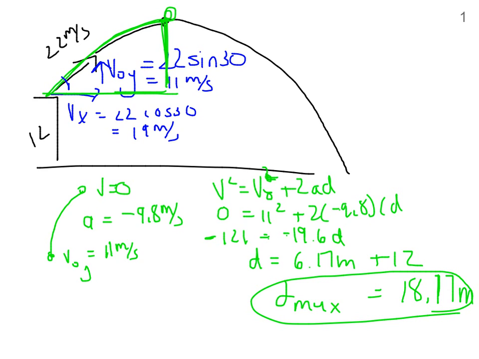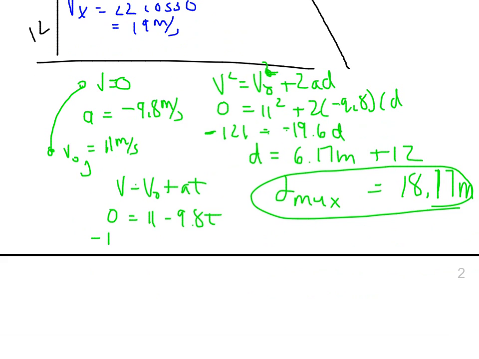It also wants to know how long it takes the cannonball to get up to its maximum height. So I know that v equals v naught plus at. 0 equals 11 minus 9.8 t. I'm going to do negative 11 equals negative 9.8 t. Divide by 9.8, and it takes 1.12 seconds. T up to the top, I'll say, is 1.12 seconds.